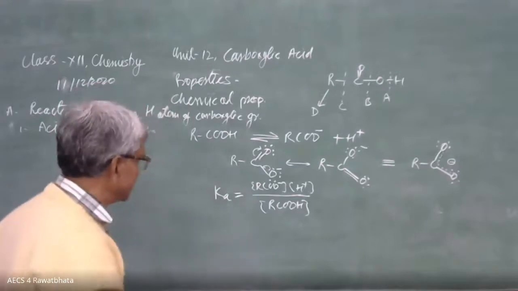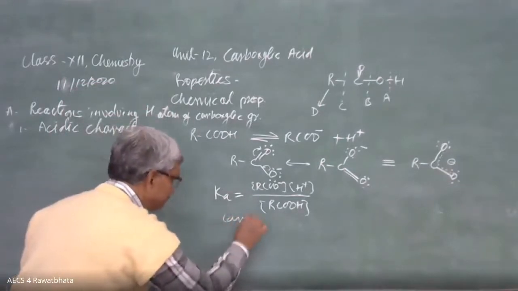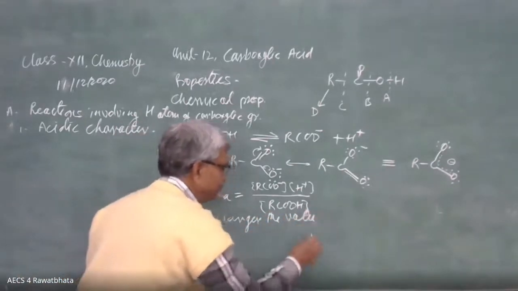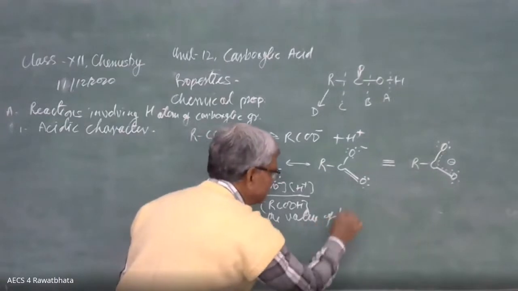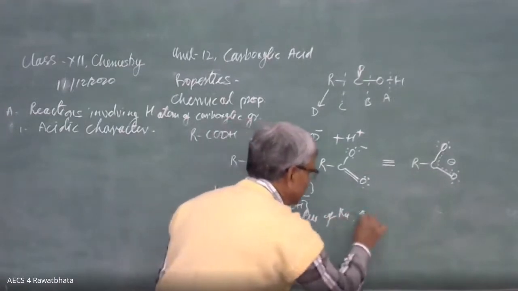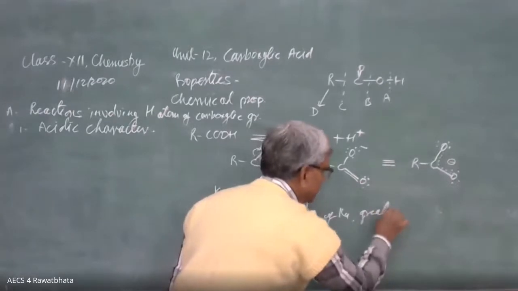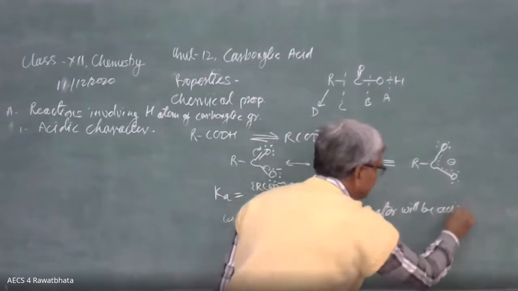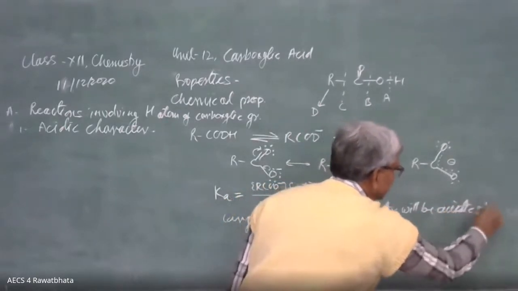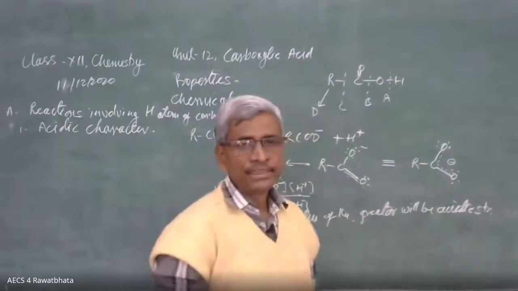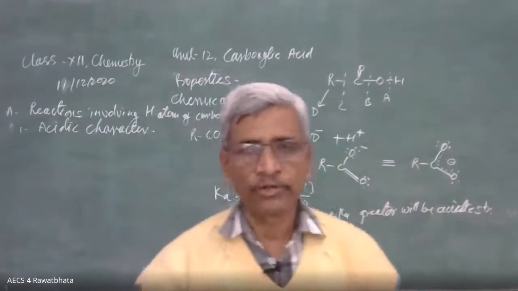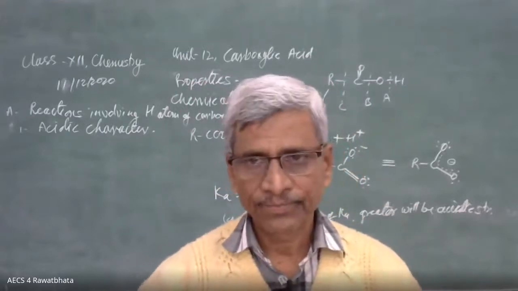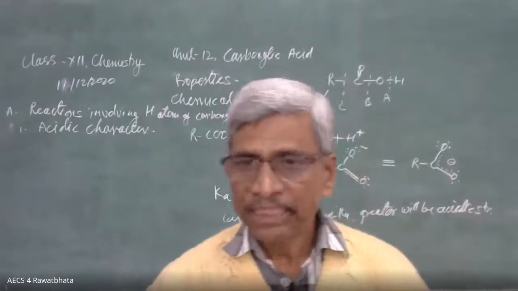Okay? This sentence: larger the value of K, value of Ka, greater will be the acidic strength. If we compare the value of K of different carboxylic acids, by seeing that value, we can decide which is more acidic. And one more concept, that is pKa.